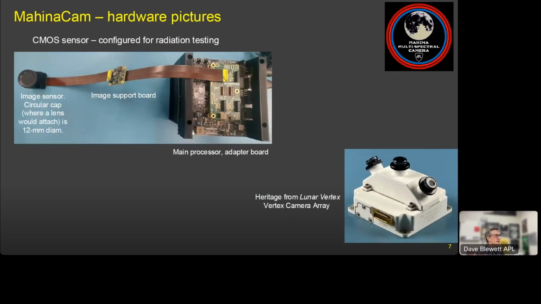Yeah, we're getting ready for proton single event radiation testing next month. The image sensor is just that thing about the size of a quarter over there on the left. And this instrument does have a heritage from the VERTEX camera array on the Lunar Vertex Prism payload. So it shares some of the electronics heritage and so forth. That housing that you see there on the lower right is a cluster of three cameras for the VCA, and the base there is just about 3 inches. I can quit there. Thanks.